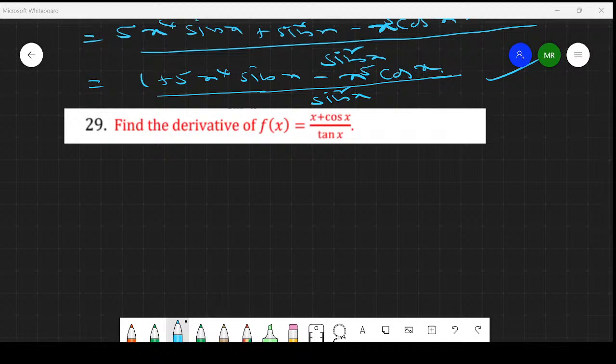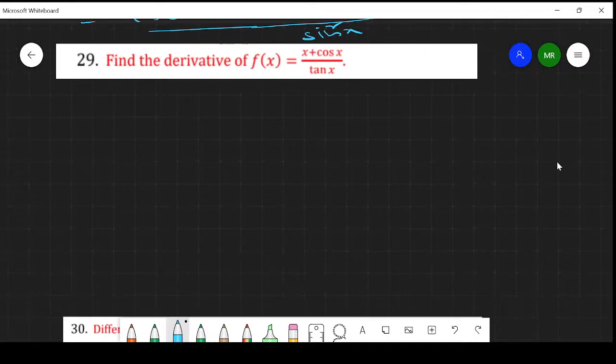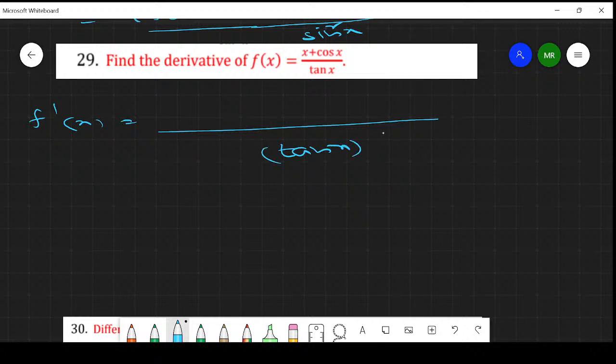Now, you can see the 4 marks question. Find the derivative of f of x equal to x plus cos x by tan x. When they are asking this derivative, f of x is given. Again u by v rule, quotient rule: f dash of x is equal to u by v square. v square means tan x whole square I can write.